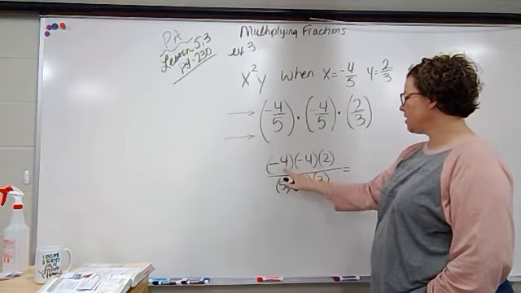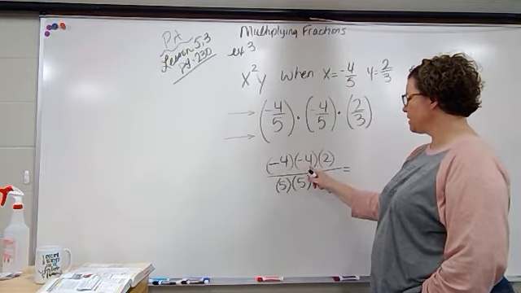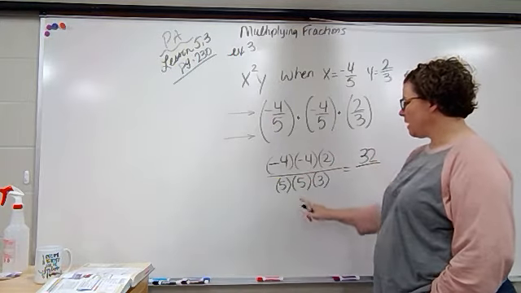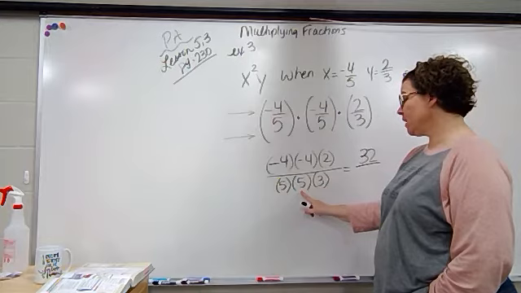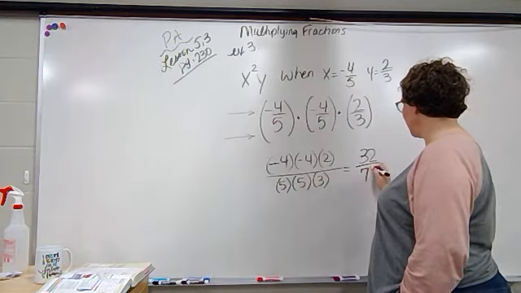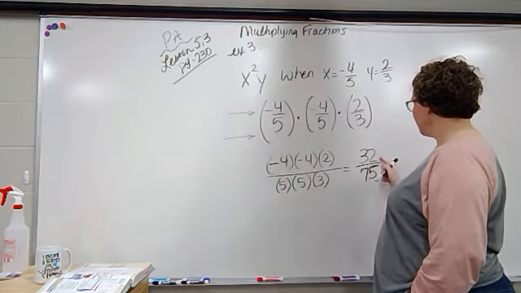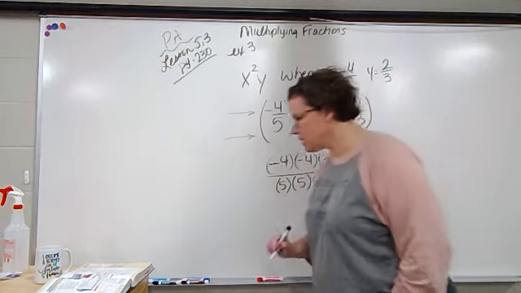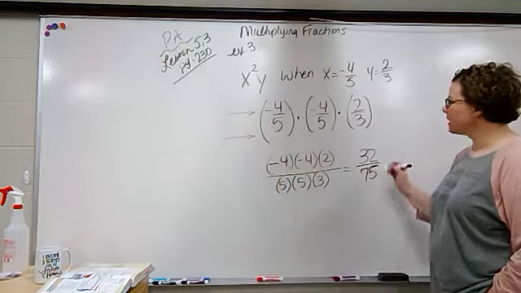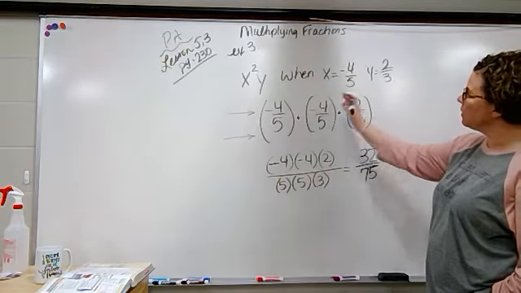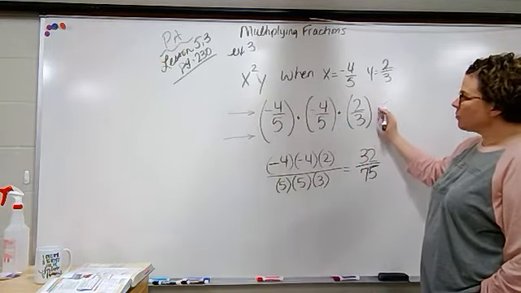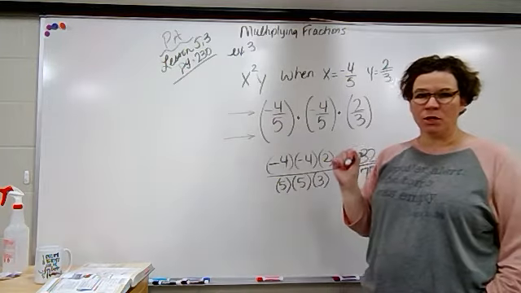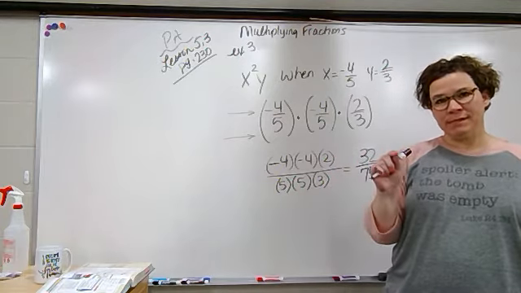And I get -4 times -4 is +16 times 2 is 32. And 5 times 5 is 25 times 3 is 75. Can this be simplified any? It cannot. Okay, it's in simplest form just like it is. So when I'm multiplying 2 or 3 fractions, you just multiply straight across. Please remember to watch your signs. Show me every step.